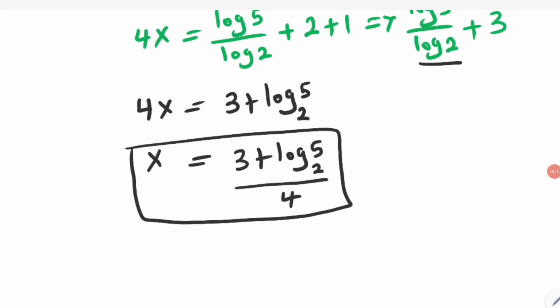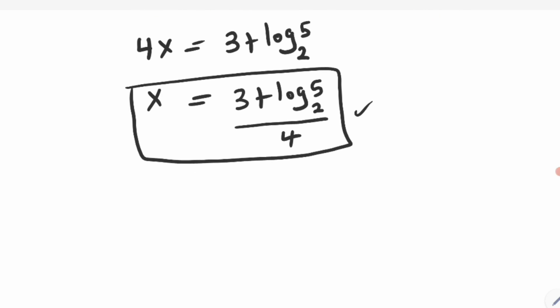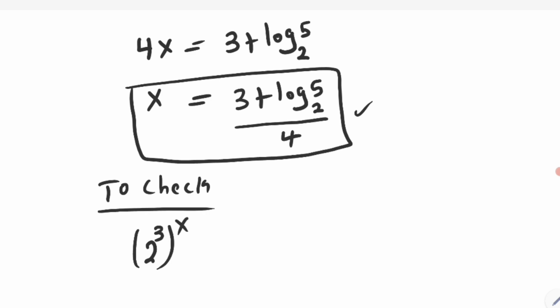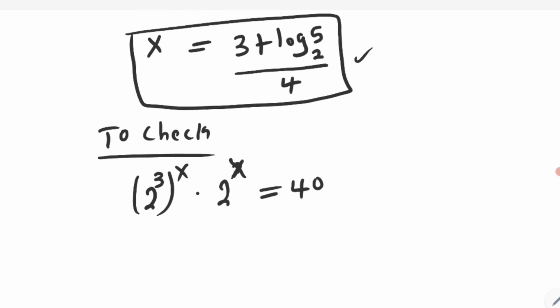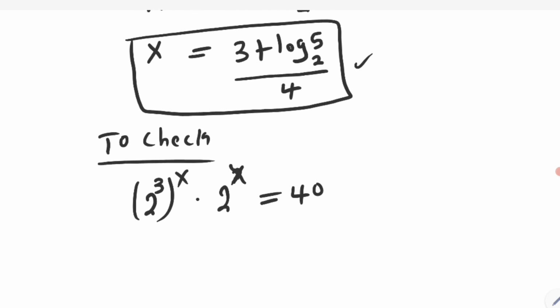We may check to confirm if this answer is right or wrong. Let's check. To check, we have the given equation: 2 raised to power 3 to the power of x multiplied by 2 raised to power x is equal to 40. Now this is the same thing as 2 raised to power 4x is equal to 40.